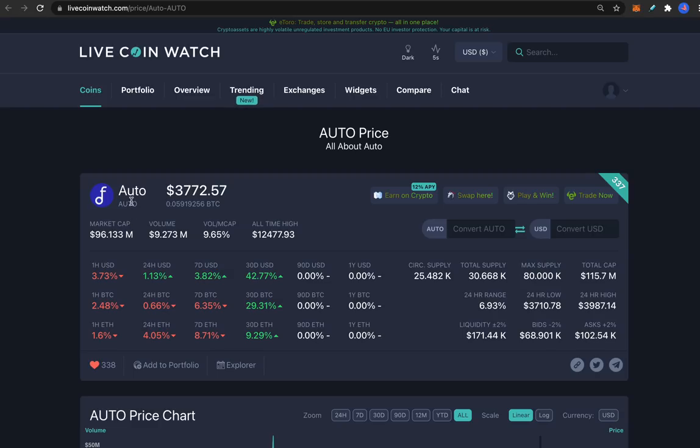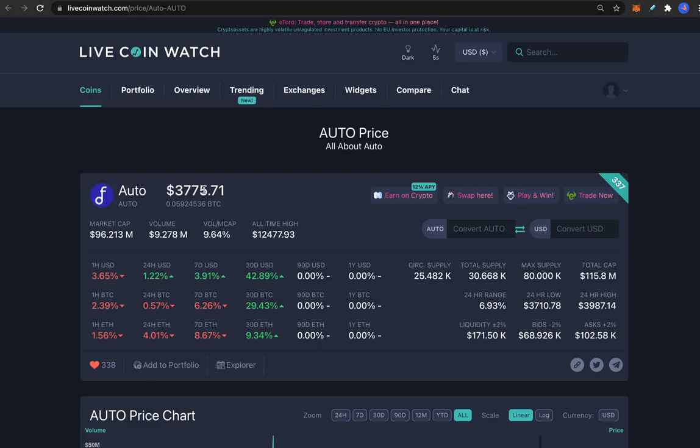Because you can have a project like Auto, which only has 80,000 tokens in total, and there will be no more tokens than 80,000. And they actually burn those tokens from existence all the time. So having a supply of 80,000 tokens, of course the price per token is going to be higher than on a project that has a trillion tokens on the market.